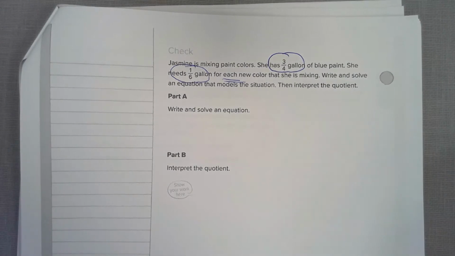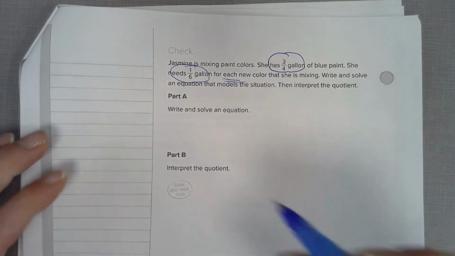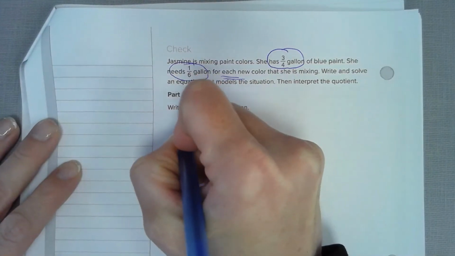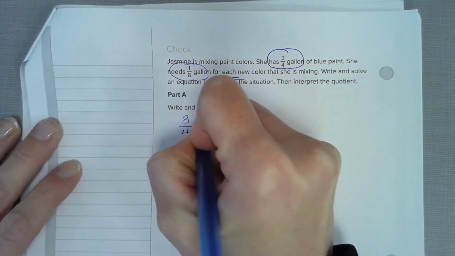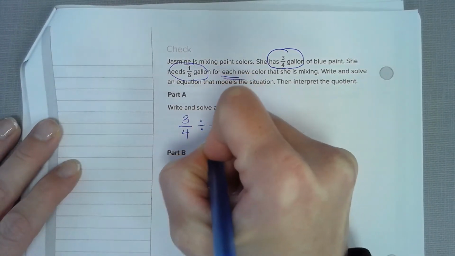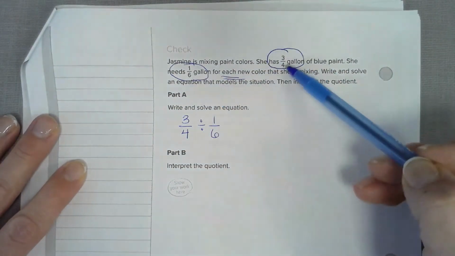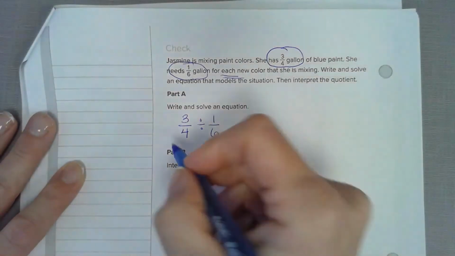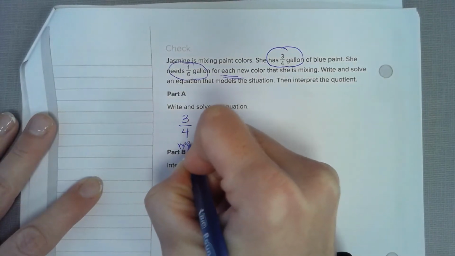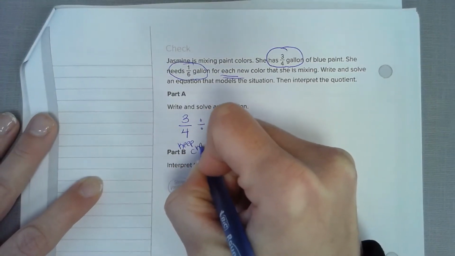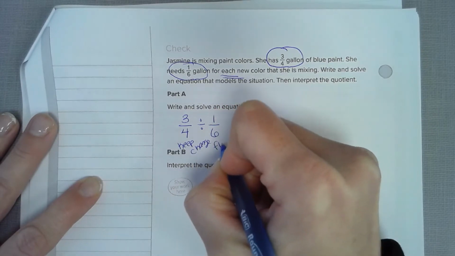Write and solve an equation that models the situation, then interpret the quotient. So you have to make sense of your answer when you're finished. Let's go ahead and set up and solve. She has 3/4, and we're going to divide that by 1/6 because we want to know how many 1/6 are in the 3/4. Let's write a note for our keep, change, flip.